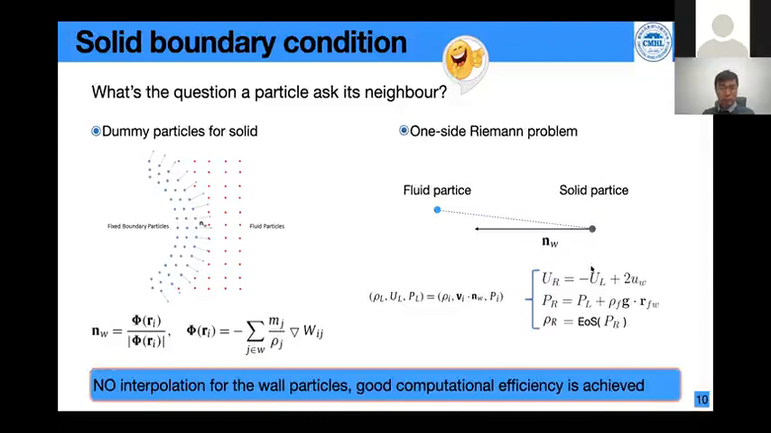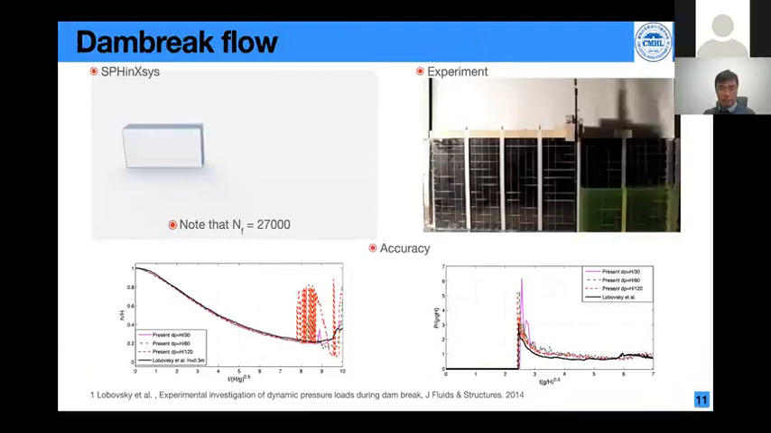Then we can construct the right state based on the velocity of the solid particles and the equation of state. Then we have the one-sided Riemann problem. Also, this boundary treatment has optimized the computing efficiency because no interpolation is required for the wall particles. So it's a benchmark test.